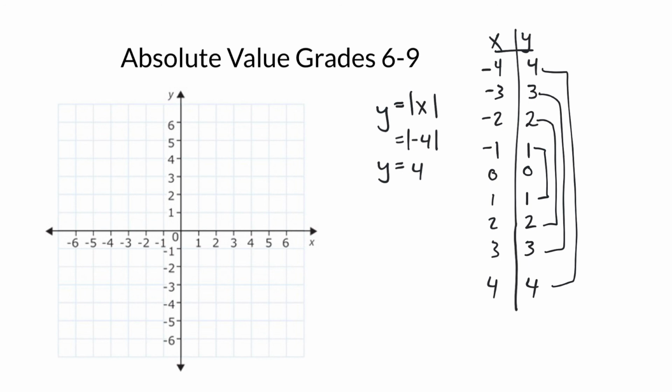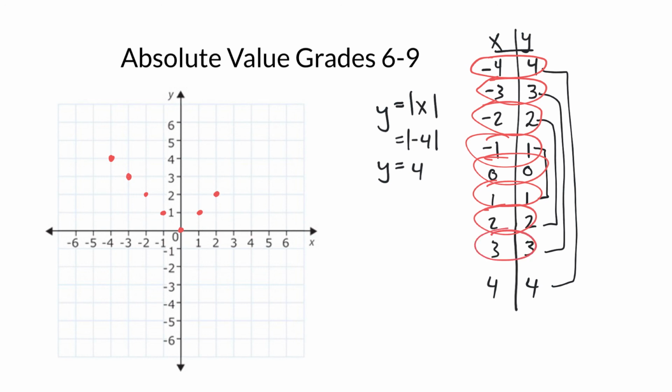So I'm going to graph these points. Let's see, I'll do it in red. So I'll graph this. -4, 4 is right here. -3, 3 is here. -2, 2 is here. -1, 1. 0, 0. 1, 1. Oh, look at that. It's bouncing back up. 2, 2. 3, 3. And 4, 4. And we draw a line here.